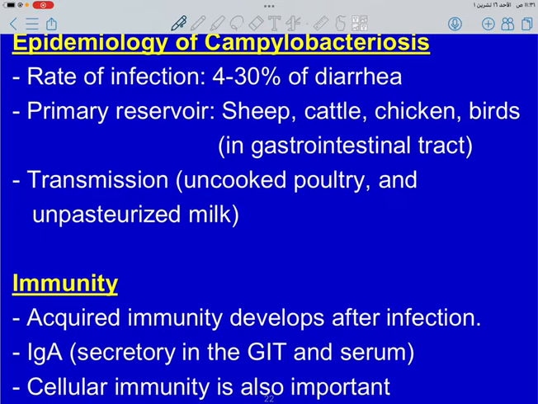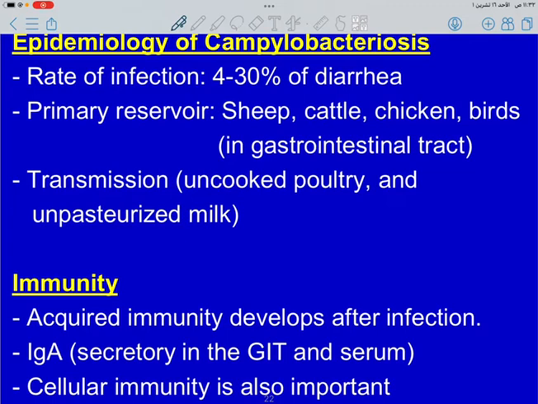So, especially the chicken, poultry. It is transmitted through poultry, especially if contaminated. So number one in causing diarrhea in the USA is Campylobacter. So transmission is by uncooked poultry and unpasteurized milk.